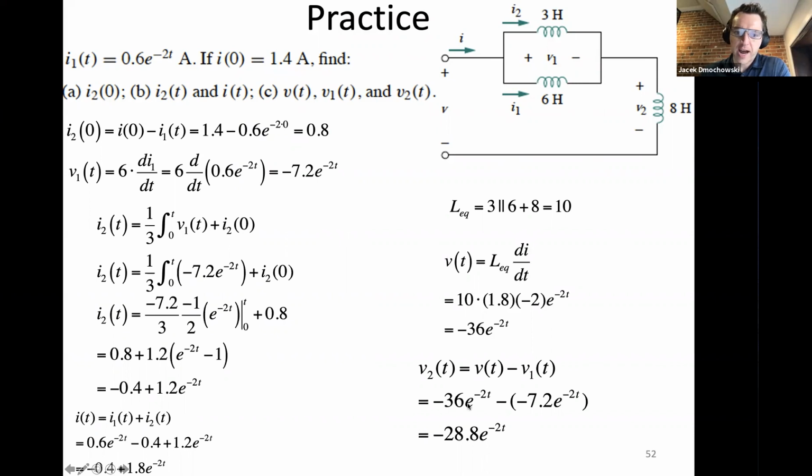So we just have to subtract V of t minus V1 of t. And what you get at the end is that voltage 2 is given by negative 28.8 e to the minus 2t. Notice one thing, that all of these circuit quantities here have the same time constant of 2. That's an important thing. All of these voltages and currents increase or decrease at the same exponential rate.